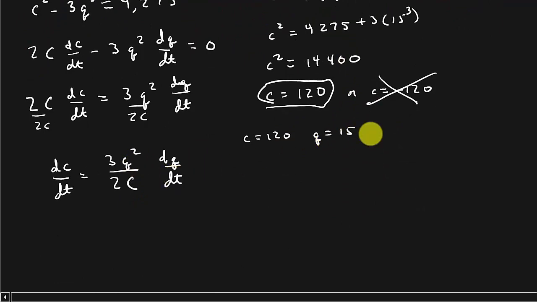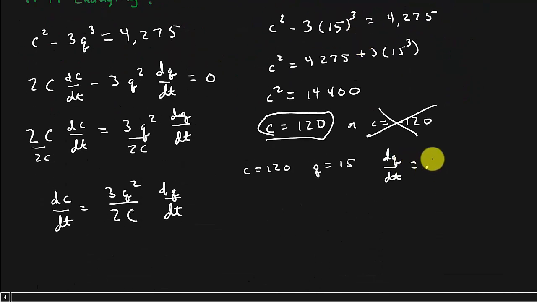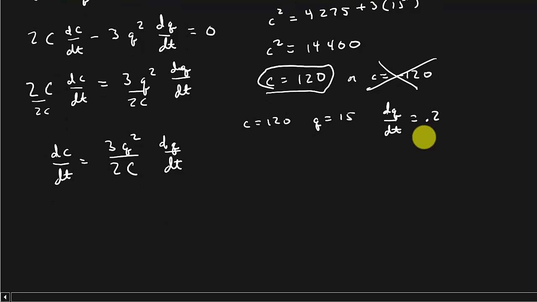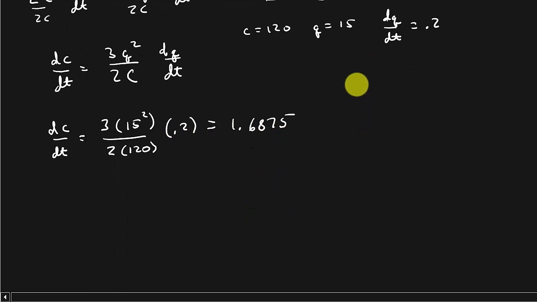Now I need dq dt. dq dt, well, what is that doing? It's increasing at the rate of 20 units per week. So that is equal to 0.2. Remember the 20 units, that's in hundreds. So I've got to move it back. Q represents hundreds. And so now I've got dc dt is equal to 3 times 15 squared over 2 times 120 times 0.2. And that is going to give me 1.6875. So what does that mean?